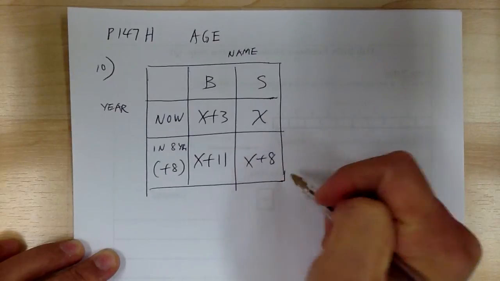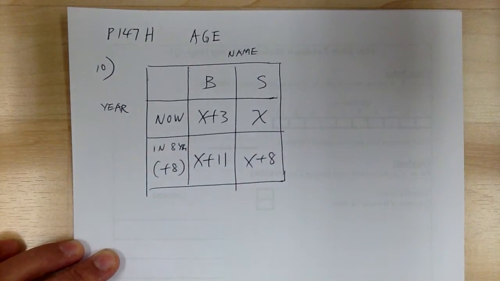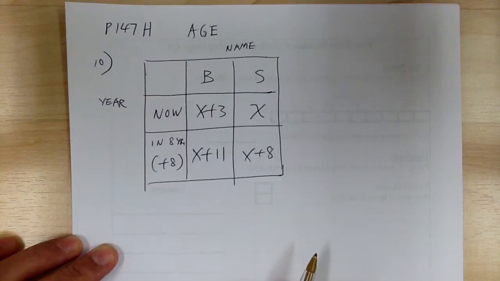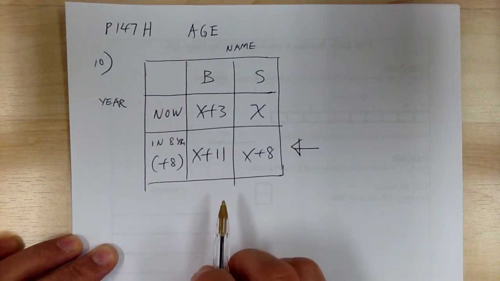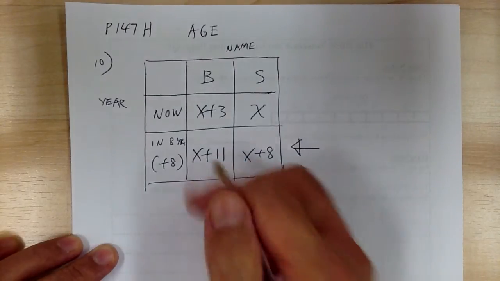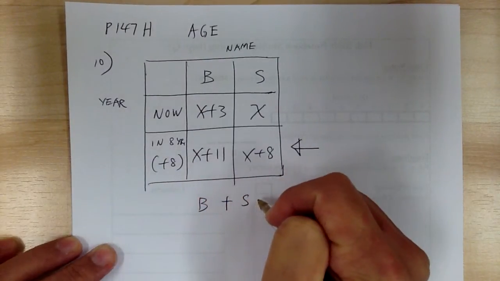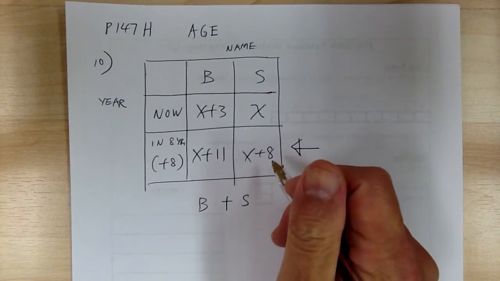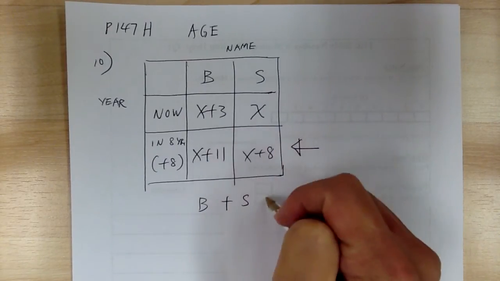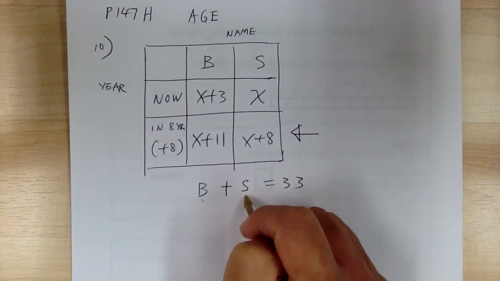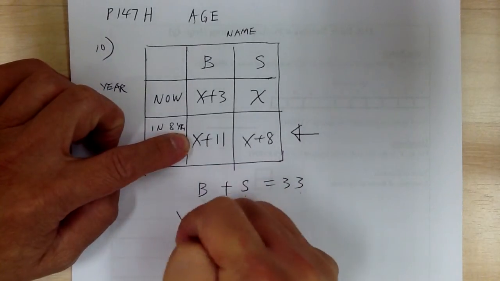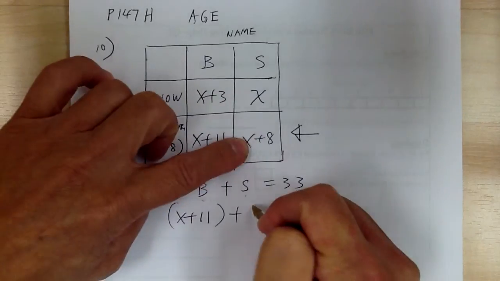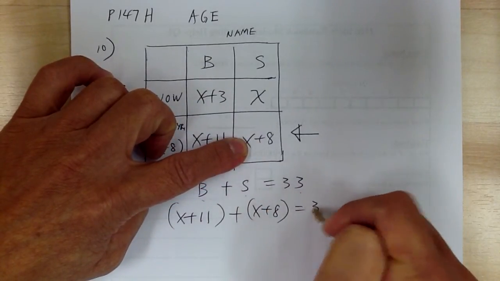Now once you finish the table, you go back and read the next sentence to write your equation. It says in 8 years, which means you have to look at this row over here. In 8 years, their combined age. That means Bill and Susie, right? That's what combined means. So in 8 years, their combined age would be 33. But again, in 8 years means you're looking at this part right over here. So Bill is x plus 11, Susie is x plus 8, and this will equal 33.